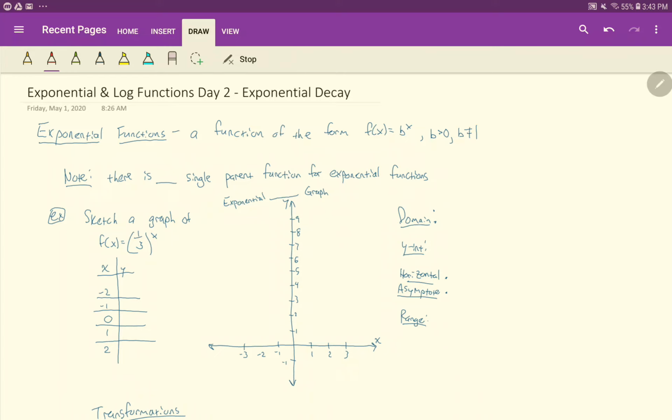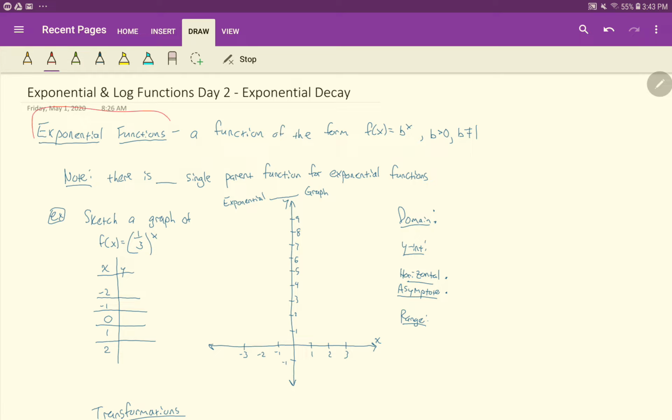Hello everyone, and today is day 2 of exponential and logarithmic functions. We're going to extend what we talked about yesterday. We talked about exponential growth yesterday. Today we're going to talk about exponential decay. But all the stuff we did yesterday is very similar to what we're going to be doing today. It's just going to be a slightly different looking graph.